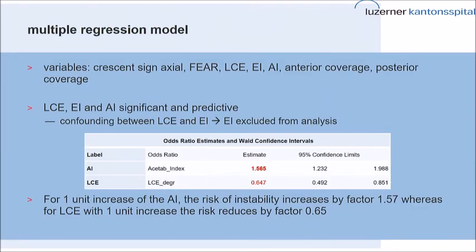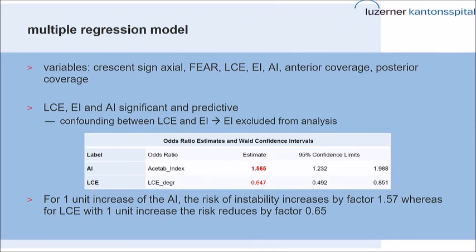We then did a multiple regression model and looked at all the variables: crescent sign on the axial cut, FEAR, LCE, extrusion index, and adsorption index. Only LCE, extrusion index, and adsorption index were significant and predictive. However, there was a confounding between the lateral center edge angle and the extrusion index, so we excluded those values from the extrusion index for the calculations.